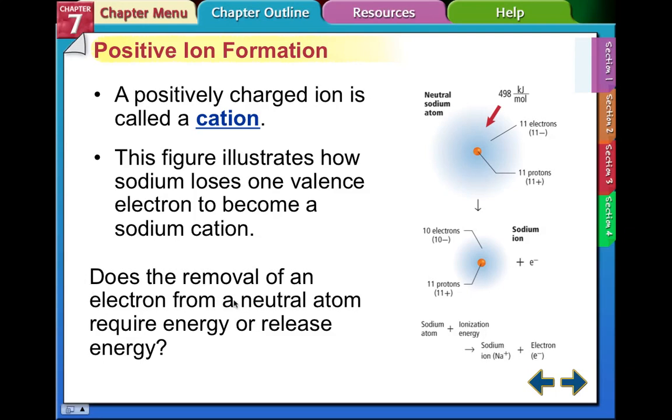Now, does the removal of an electron from a neutral atom, such as this one up here, require energy or release energy? Look at this arrow right here. This arrow is pointing towards the atom. That means that you have to put in this much energy. So 498 kilojoules per mole, you are putting in this much energy to be able to pull that electron out.